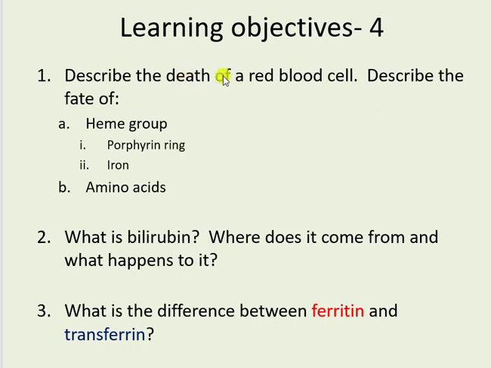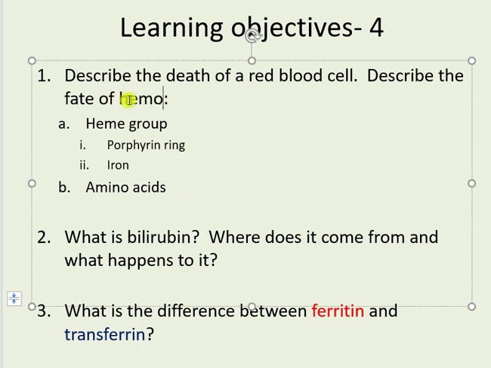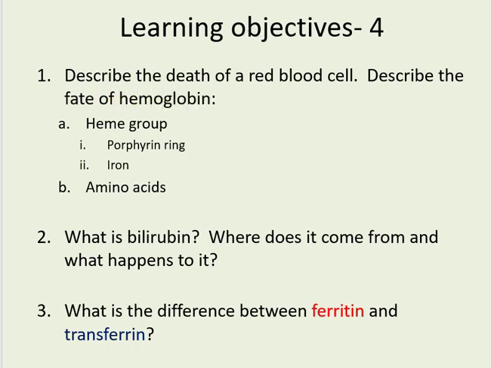So when the red blood cell dies, we want to know the fate of the heme group, which includes, of course, the porphyrin ring, as well as the iron, as well as the amino acids that are part of hemoglobin. And so really, when I say the fate of whatever, I really mean the fate of hemoglobin. That's the main thing that we're looking at. We want to look at this thing called bilirubin. Where does it come from and what happens to it, as well as these terms ferritin and transferrin and what they mean.